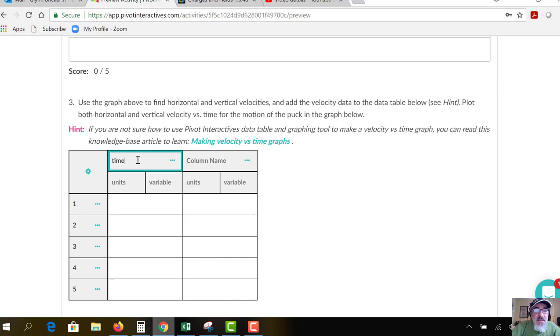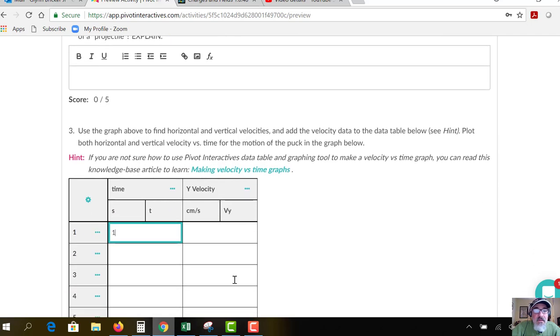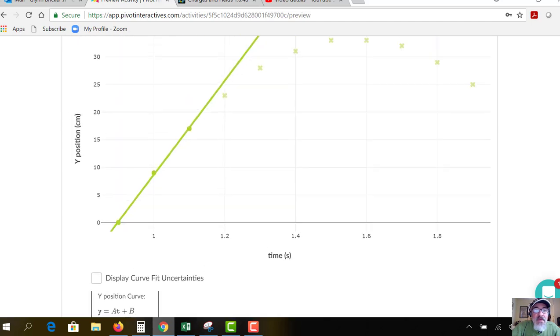So I'll just call this one time, seconds, variable t. I'll call this one y velocity. Of course, you're going to do this for the x direction as well. Velocity, centimeters per second. I'll just call it vy. Okay, so let's see, it was 1 second, right? That's the middle one here. 85 centimeters per second. Okay, 85. And now let me go to the next point.